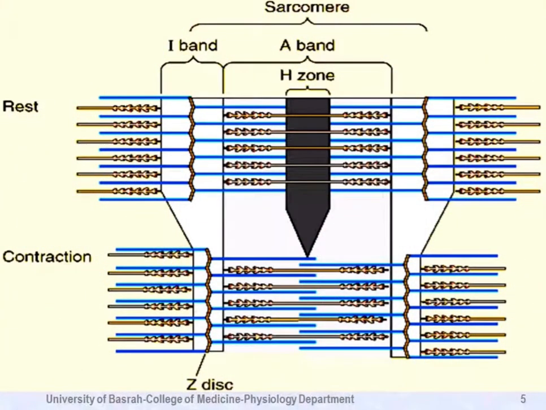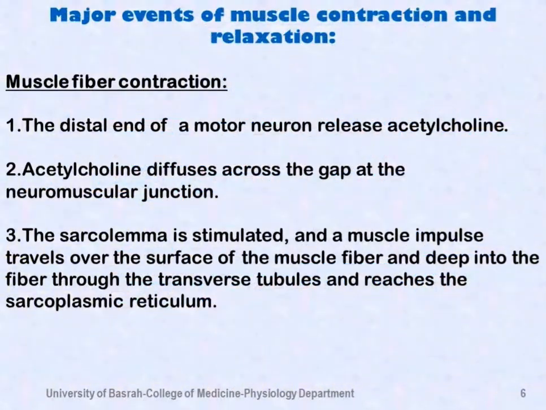This is a picture again showing the structure of the skeletal muscle fiber. Now, major events of skeletal muscle contraction and relaxation. First of all, the distal end of the somatic motor neuron releases the neurotransmitter acetylcholine. Acetylcholine diffuses across the gap, which we call the synaptic cleft, at the neuromuscular junction.